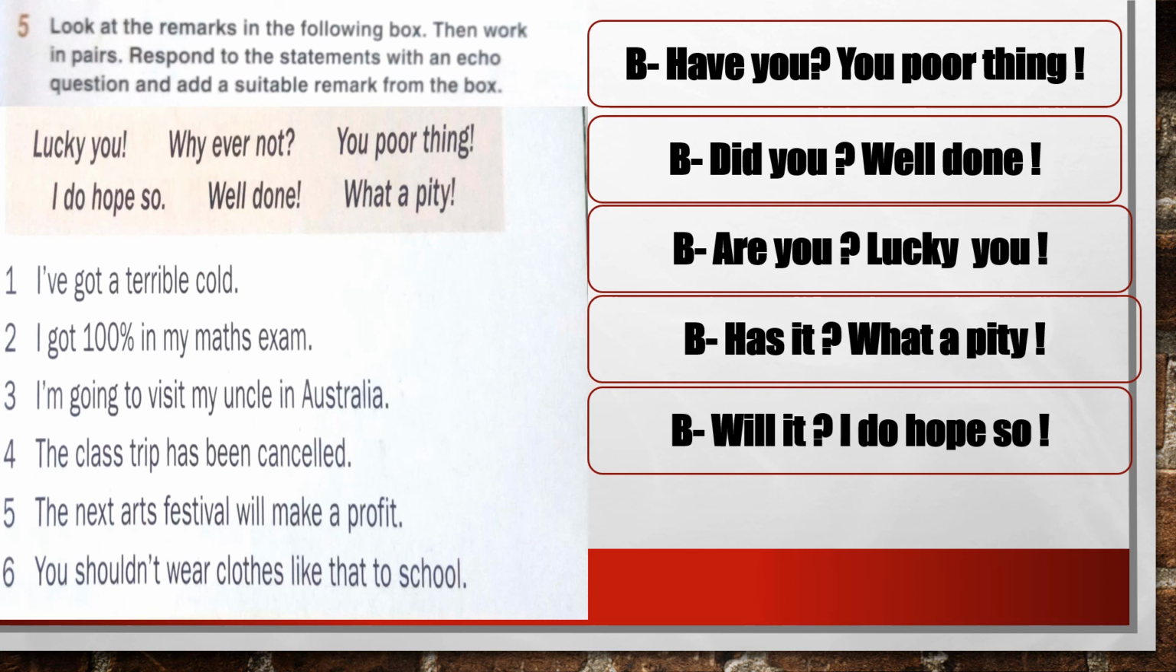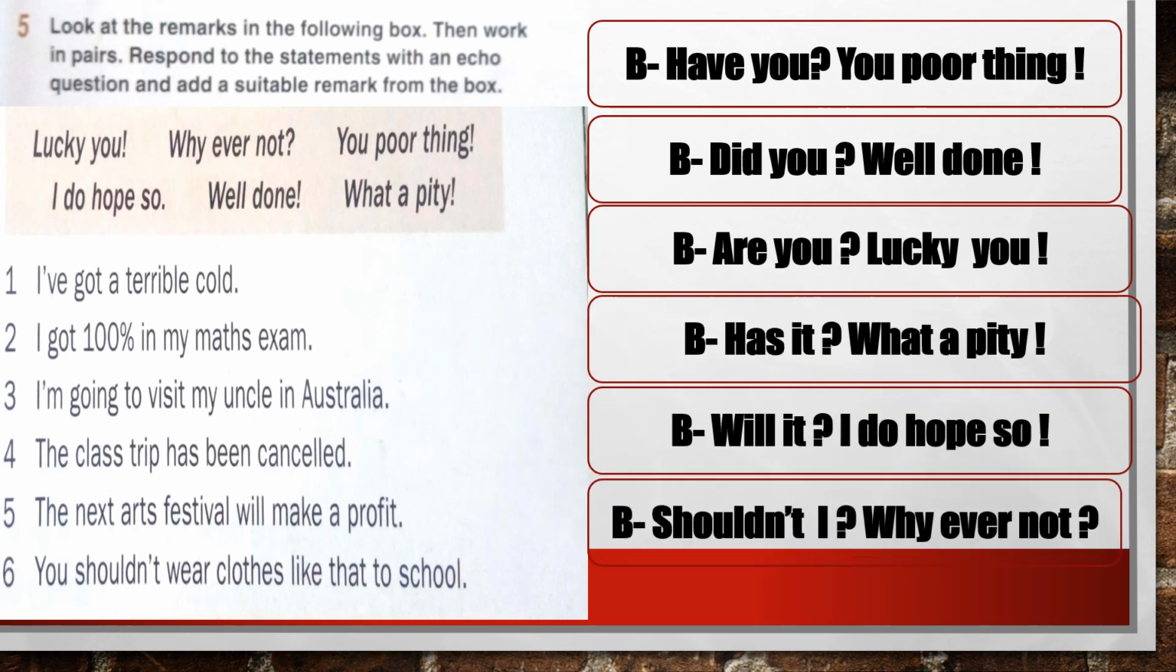The last one: you shouldn't wear clothes like that to school. What can we say? Shouldn't I? Why ever not? Okay, so you can add any remarks after your echo question.